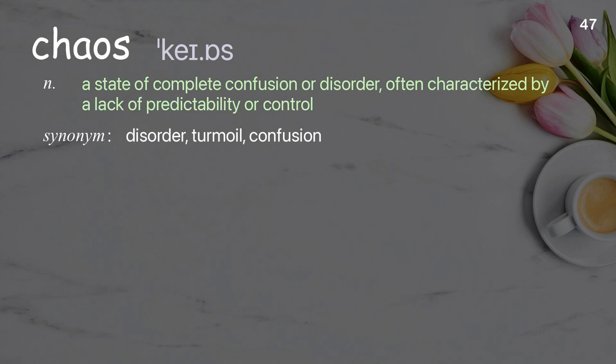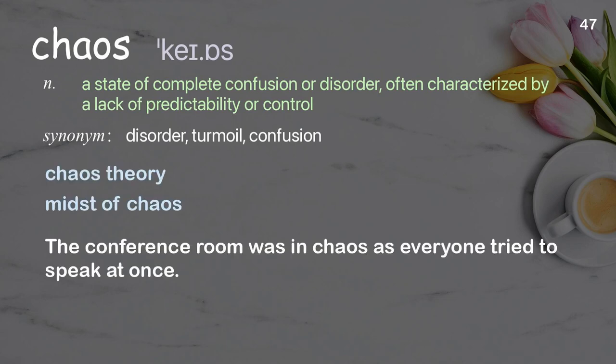Chaos. A state of complete confusion or disorder, often characterized by a lack of predictability or control. Examples: chaos theory. Midst of chaos. The conference room was in chaos as everyone tried to speak at once.